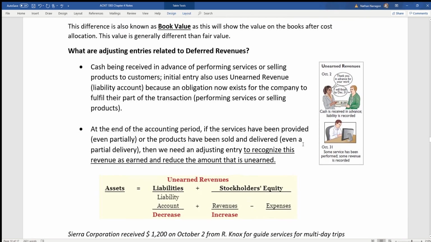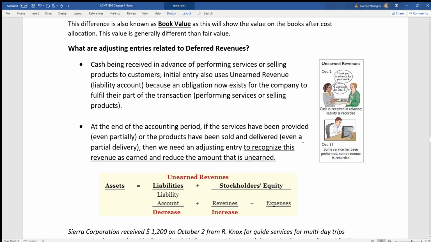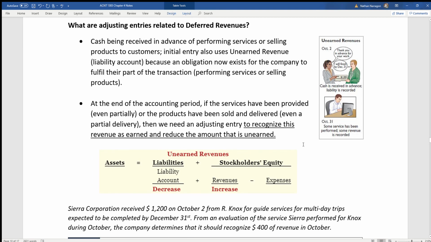Alright, last little thing that we're going to go over in this video, because this was deferred expense, we're now going to do the deferred revenue. And deferred revenue, again, cash has been received in advance from performing services. So this means we're going to be definitely using unearned revenue. But during the period before it ended, we probably did some work for that person and thus earned a portion of that payment paid in advance.